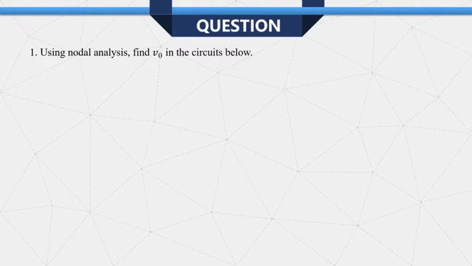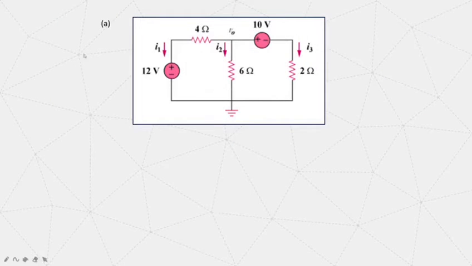Question 1. Using nodal analysis, find V0 in the circuits below. For circuit A, we can see that I1, I2, and I3 are in the same direction, so we'll get the first equation: I1 plus I2 plus I3 equals 0.